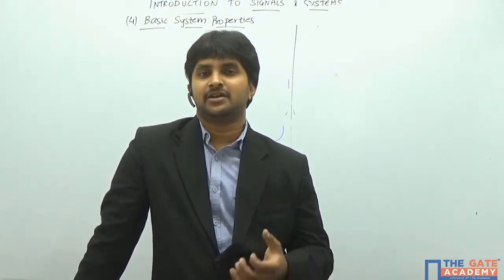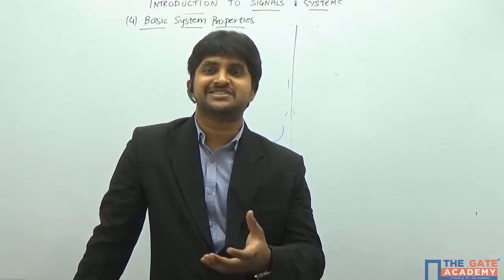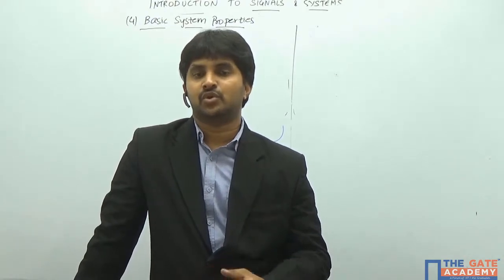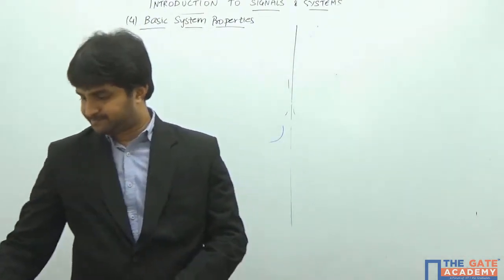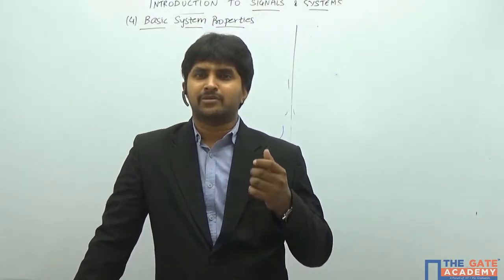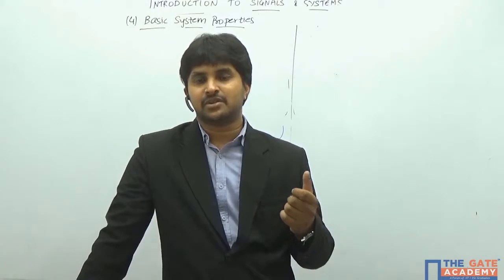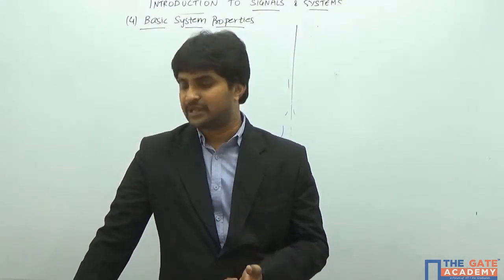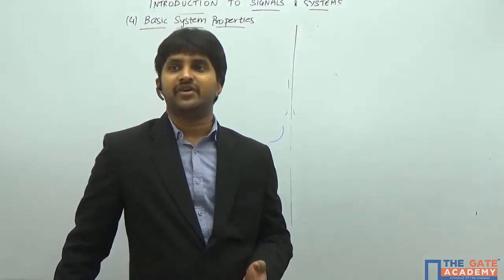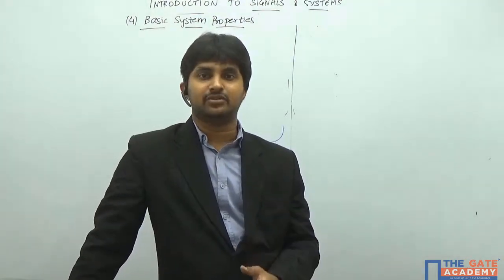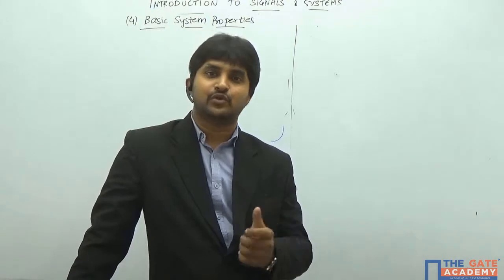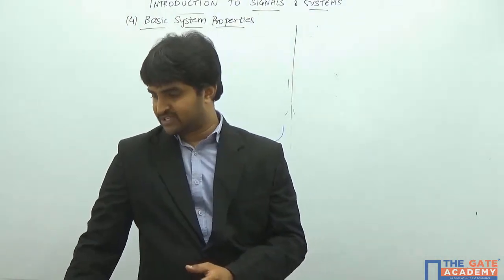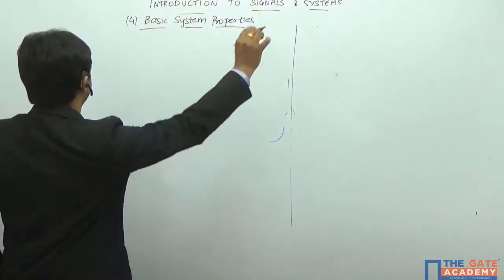Now what we're going to see is the different types of properties a particular system can have, so that later on we can characterize a particular system. The basic properties that we're going to learn in this lecture are static system and dynamic system, invertible and non-invertible, causal and non-causal, stable and unstable, linear and non-linear, and time invariant and time variant. So these are the 6 things that we are going to learn in the basic system properties. As I've told you earlier, this topic is going to be very, very important for the examination. First we'll start with what is a static system and a dynamic system.